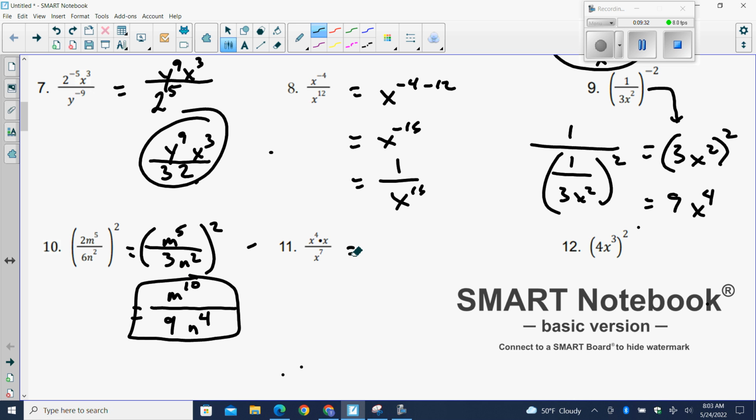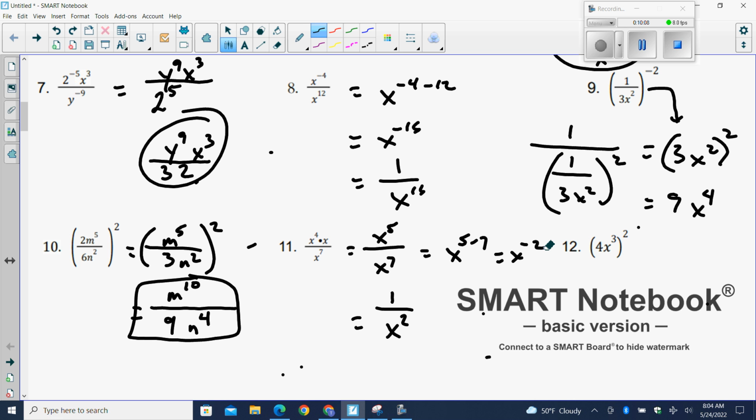Number 11, I'm going to multiply the top. X to the 4th times x to the 1st is x to the 5th. I have 5 x's on top. I have 7 on bottom. 5 of the x's on top will cancel with 5 of the x's on bottom, and I'll be left with 2 x's on the bottom. If you wanted to do this, subtract exponents, we get x to the negative second power, which is 1 over x squared. Either thought process, totally fine.